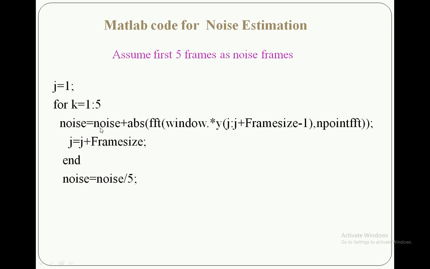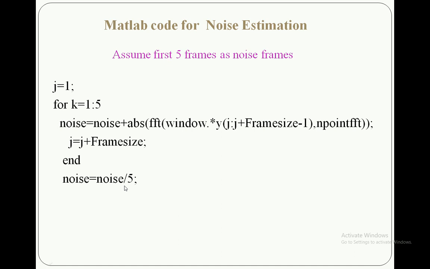Again for the second frame, whatever noise is stored from the first frame is added with the second frame magnitudes. Again j is incremented: third frame, fourth frame, fifth frame. Whenever the total 5 frames are completed, the noise content stored here is the sum of the 5 frames' noise. We are not taking the total noise; we are averaging it, because it is a combination of 5 frames. So I take the noise divided by 5, that is the average noise of the first 5 frames.